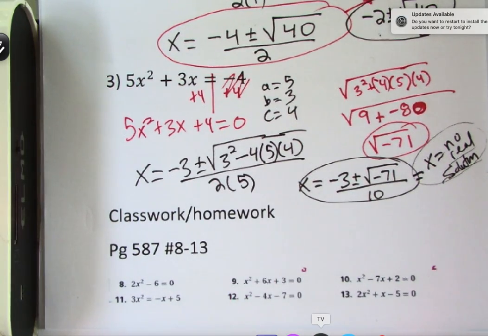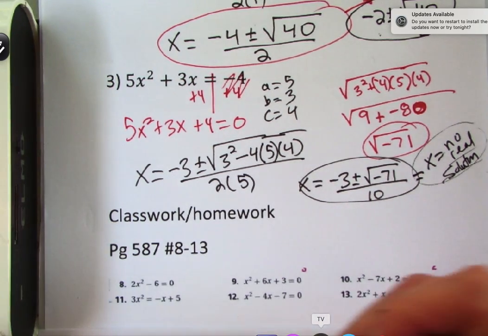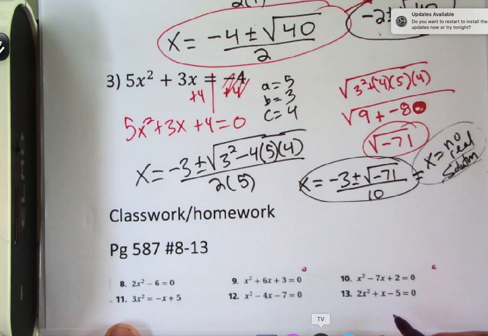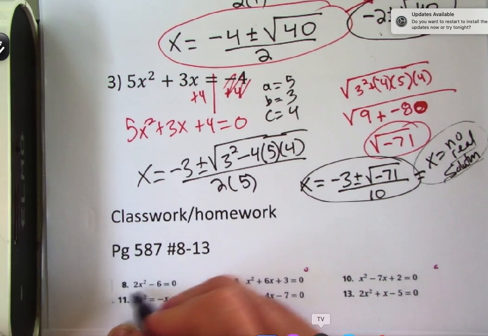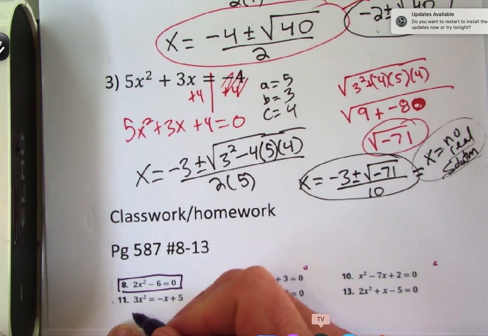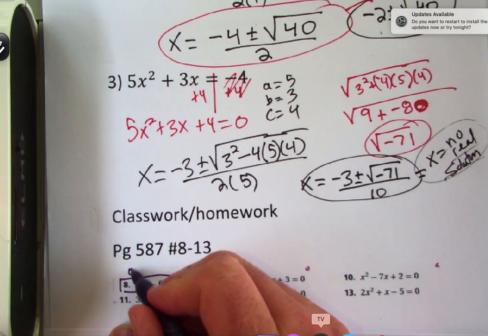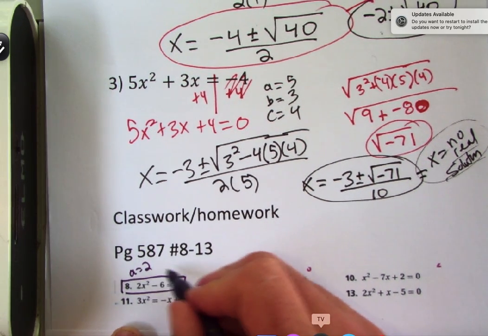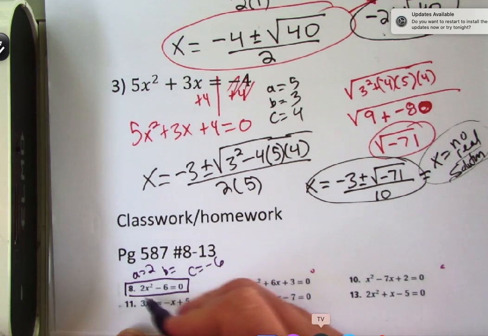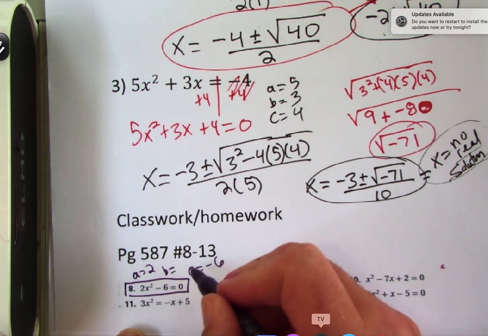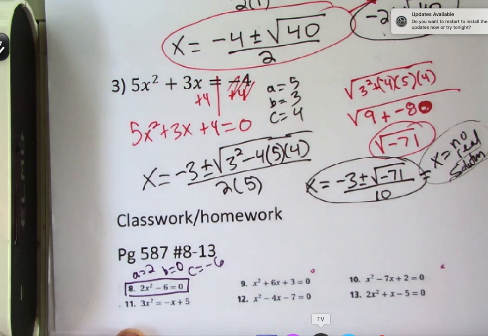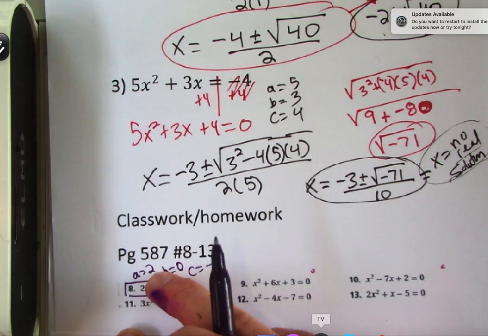Classwork, page 587, you're doing 8 through 13. You're going to use the quadratic formula to do this. So make sure it equals 0, and make sure you know a, b, and c. Some people got stuck on 8 when we were talking in class, but our a is 2 and our c is negative 6. So what about b? Well, there is no b term, so b must be 0. There's no 0x. So when you plug it in, you're going to use b as 0.